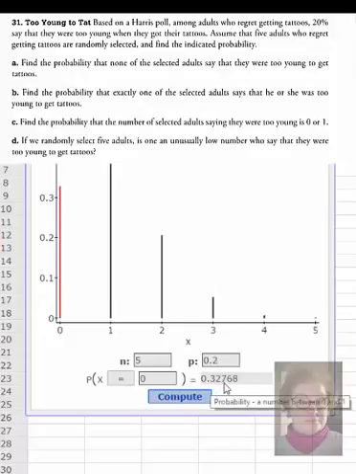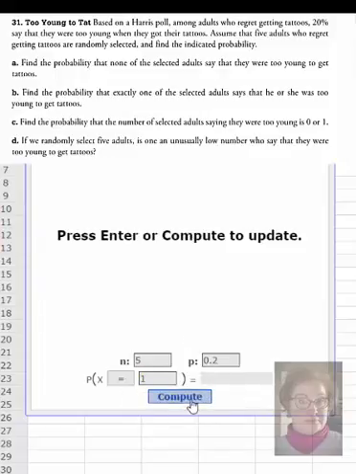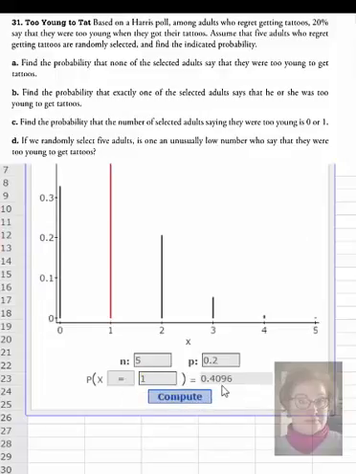So about 33% of the time, no adults out of samples of size 5 say they were too young to get a tattoo. If we look at part B, it says find the probability that exactly one of the selected adults says that he or she was too young to get tattoos. We're simply going to change our 0 to 1 and press compute, and there we have about a 41% chance that exactly one person in a sample of size 5 says they regret getting a tattoo because they were too young.